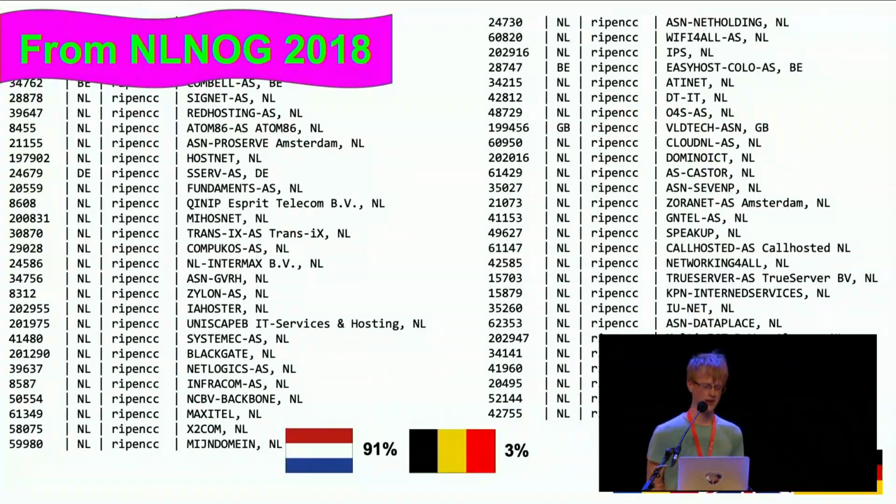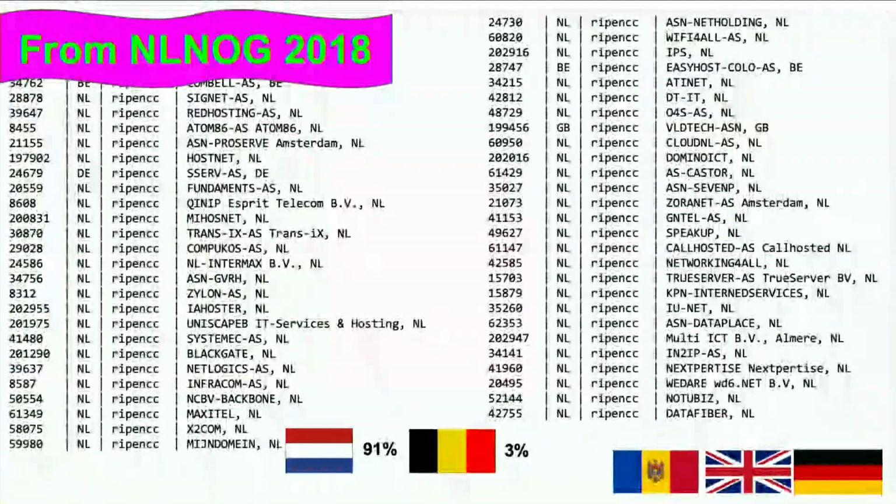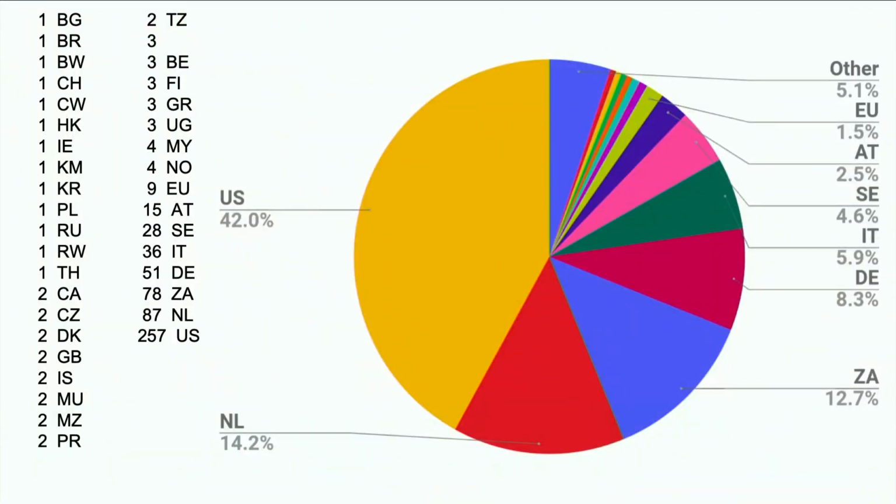Rather than that, here's what the population looked like in terms of countries in 2018. I noted that it was mostly Dutch. Who'd have thought? Actually, this year it's been completely overtaken by the US. And the reason is, once again, AT&T provides a huge amount of downstreams to single-homed networks, which massively biases these numbers. But it's really cool.